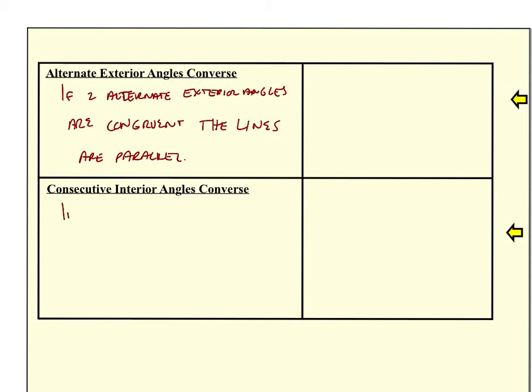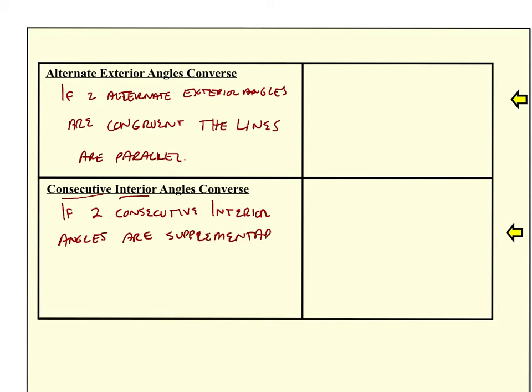And likewise, if two consecutive interior angles, but consecutive interior is different. Two consecutive interior angles are supplementary. This was the one situation where they are not congruent. Then the lines are parallel.